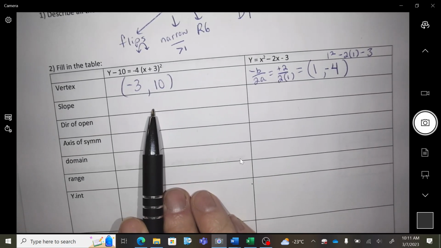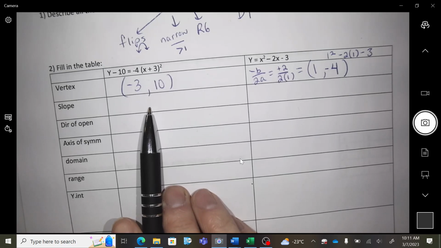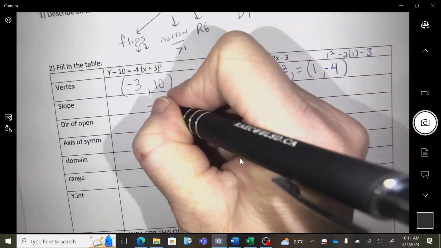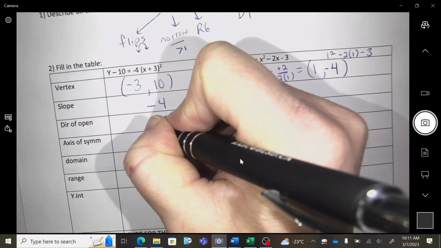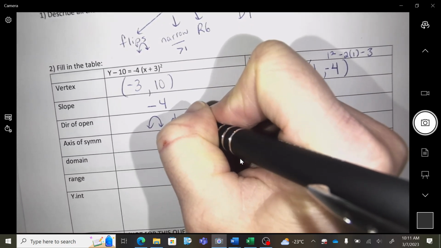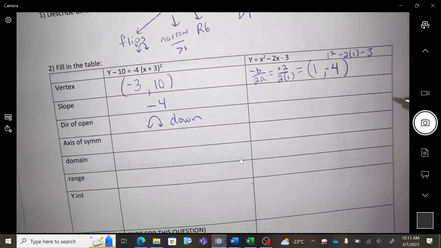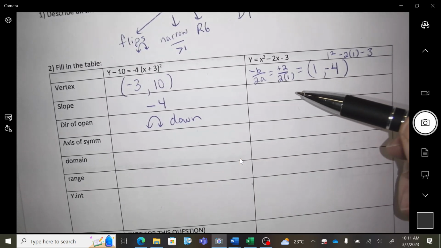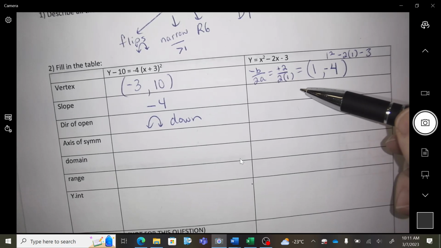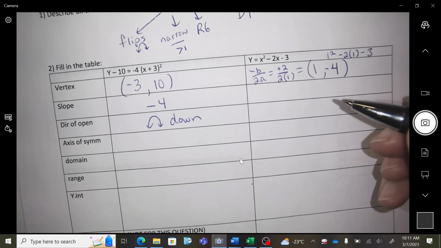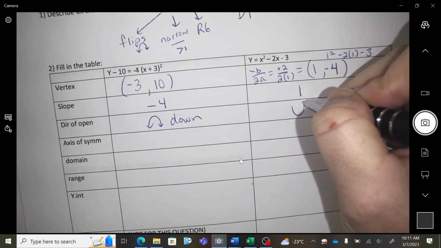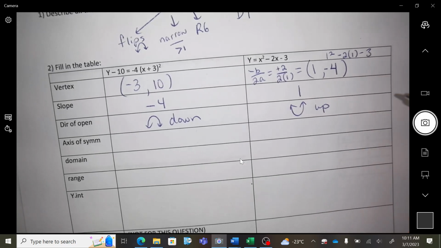This one, what's the slope? What's the multiplier? How many x squareds would I have in this? -4, which means that this parabola will open down. What's the slope of the second one? How many x squareds? 1, which means it will open up.